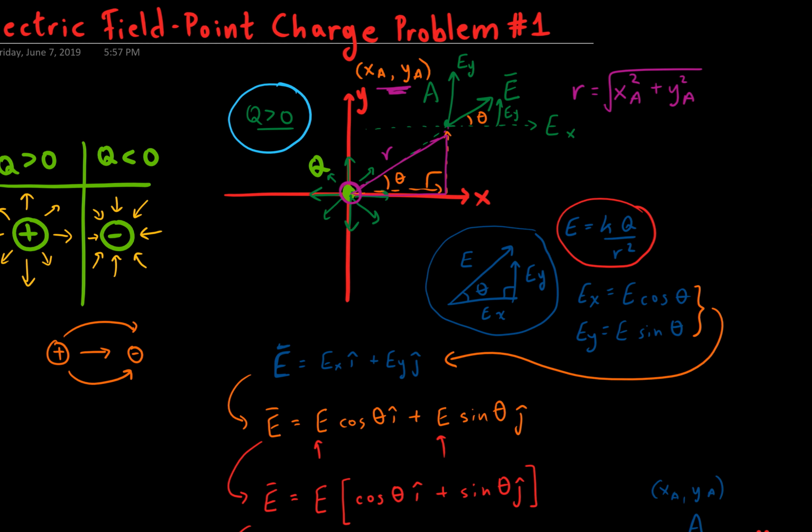Now, what happens if we have a totally different scenario where the charge instead is negative? Well, that's not so bad. If we say the charge is negative, then the electric field is just going to point in the opposite direction. As a result, we see the components would point in the opposite direction of the components of the electric field as if it were positive.